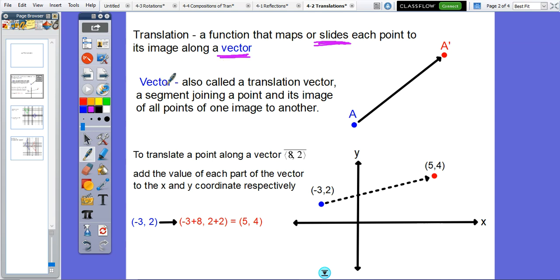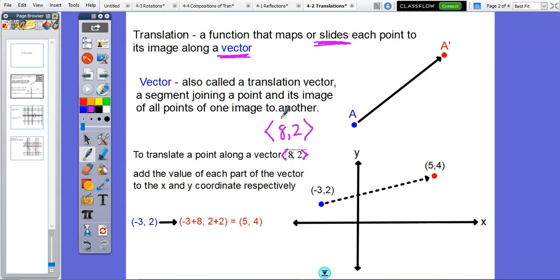Now, the vector right here is a set of almost like coordinates, and we're not going to call them coordinates because they're not actual coordinates as far as vectors go, but they are a set of numbers that helps tell us what way and what direction we're going from one place to the other. So here's our original image. Here's our A prime, the one that got slid across right here. Your vector is similar to coordinates where they give you two numbers, but they have these little arrows at the end instead of parentheses. That's to show they are different.